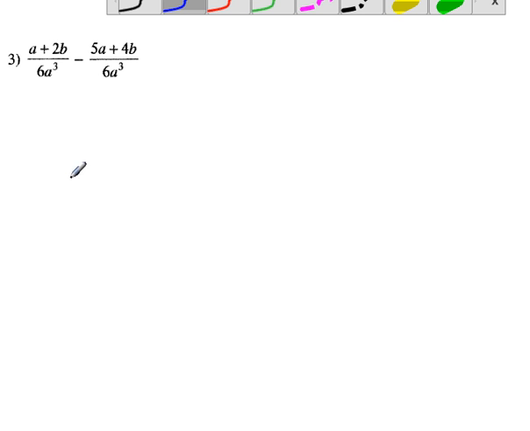All right, number 3. We haven't really gotten any different in number 3. You still have a negative sign in the middle, but you have a common denominator already. You have 6a to the third power for both. So I'm going to rewrite my numerator: a plus 2b minus 5a minus 4b. Again, make sure you understand where that minus 4b comes from, or this is going to be confusing every time you do a problem. That negative sign distributes across invisible parentheses.